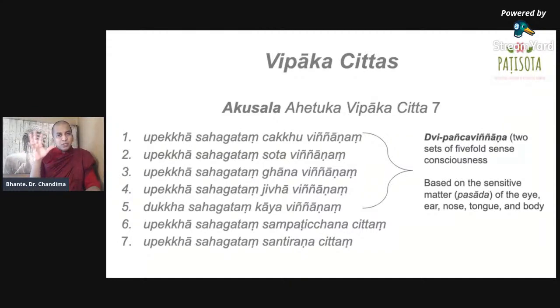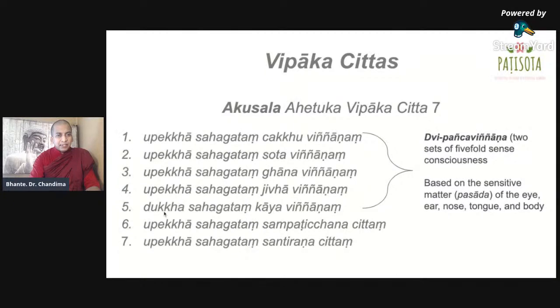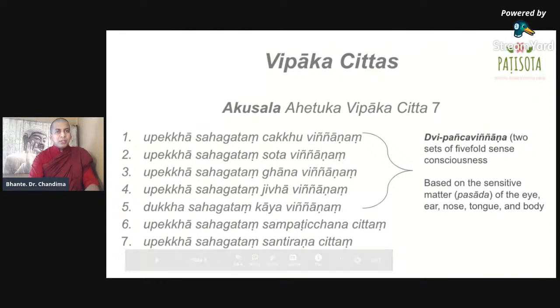Now, if you take a look at the kusala side of the vipaka chittas, you can see the same vijnanas. They correspond to each other. But there is a small difference. The fifth vijnana, which is called kaya vijnana, has sukha sahagata in the kusala vipaka chitta. But here it is dukkha. Other than that, these five are the same. They correspond to each other in both Ahetuka Kusala and Akusala.